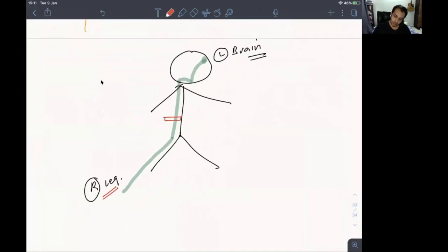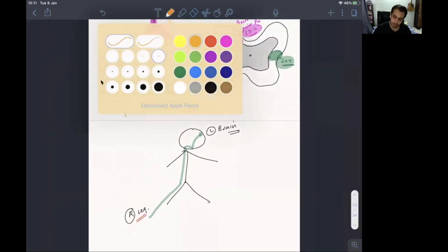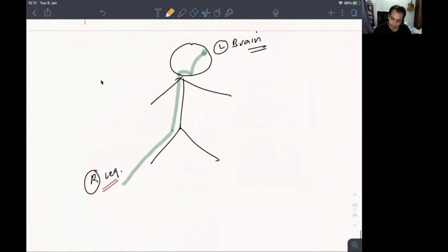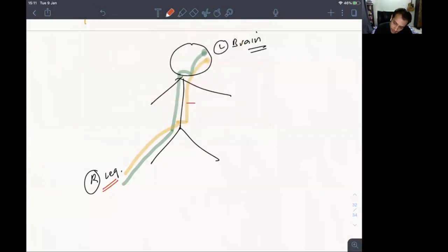Okay. Now, what about the other tracts? Let's take the pain and temperature one. So the pain and temperature sensation from your right leg will go up the leg into the spinal cord, and it will cross over at that level itself, and then it will go up. Okay. So that means that if there is a lesion in the left part of the spinal cord, you will have your pain and sensation loss in your right leg.